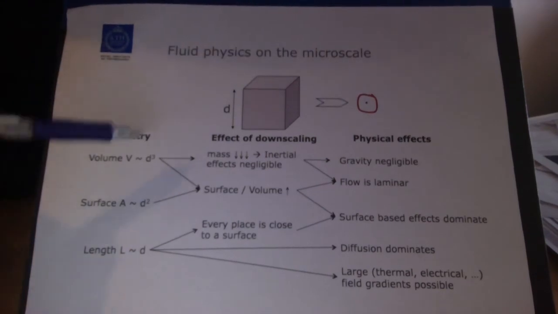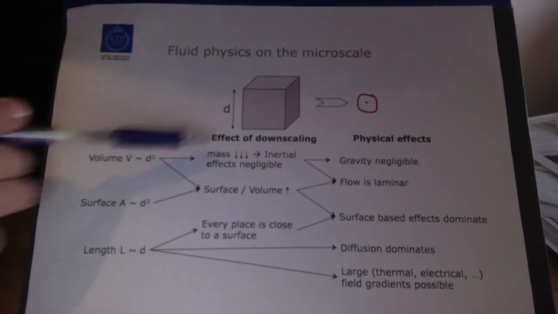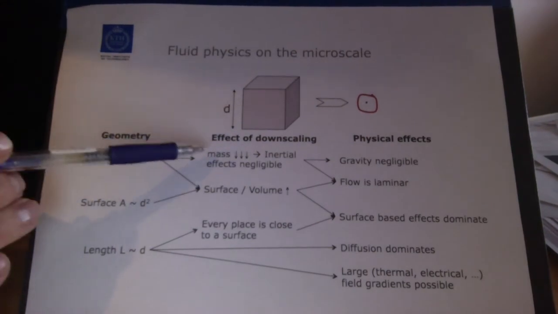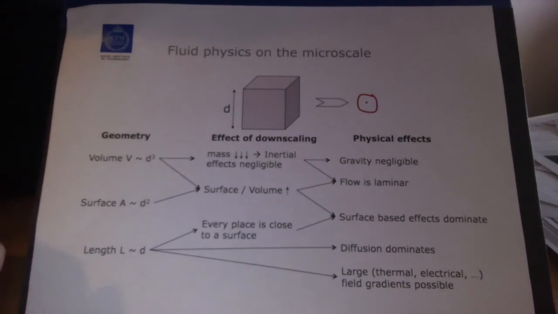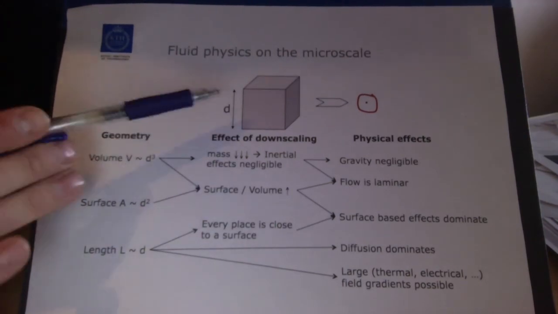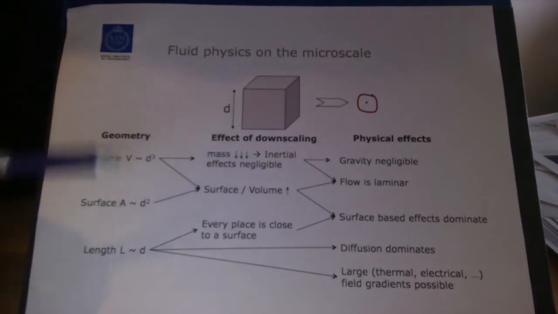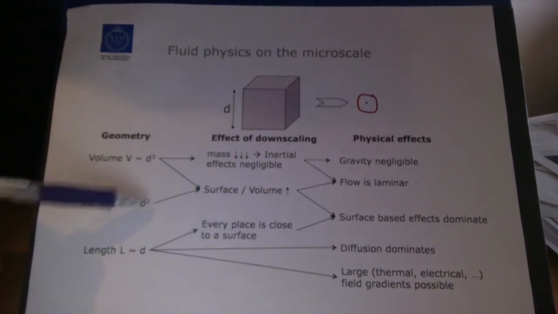Well, the volume goes down. That means also the mass of things go down with the scale 3. That means that all forces related to mass, such as, for example, inertia, gravity, they become typically negligible or very small. And they do that very fast. You go 10 times smaller, 10 times down in scale. That means you get 1,000 times less mass to move. In terms of area, you go down quadratically.